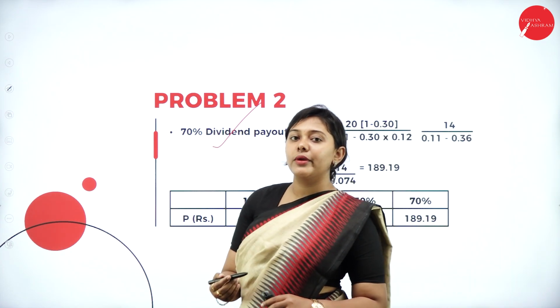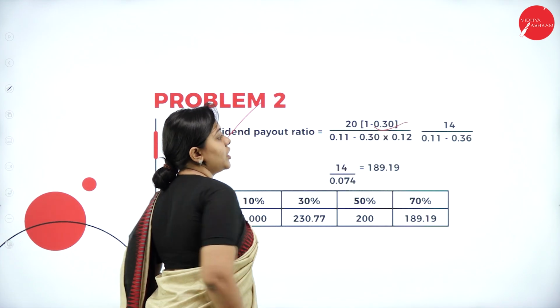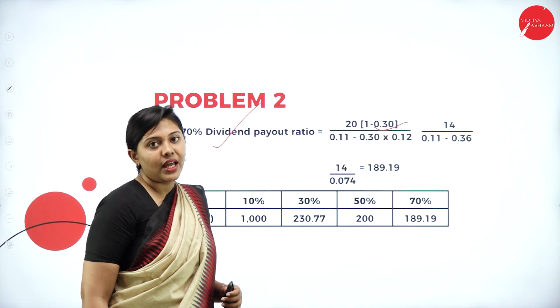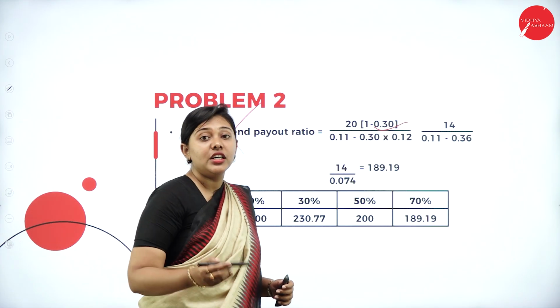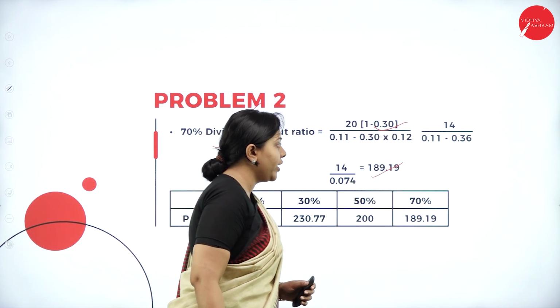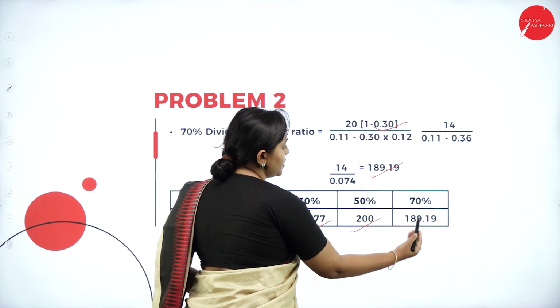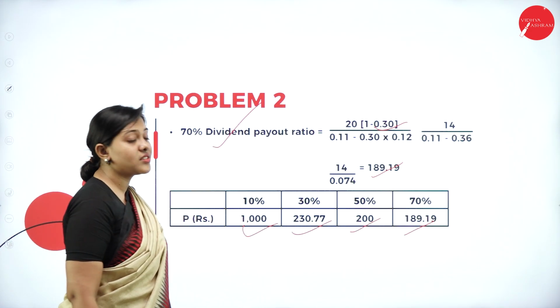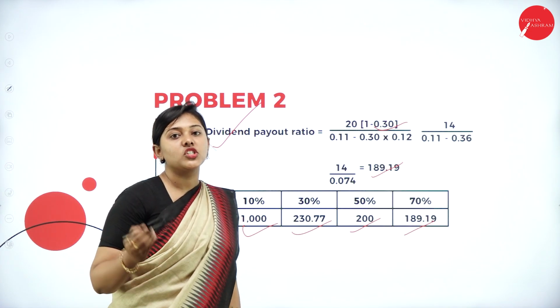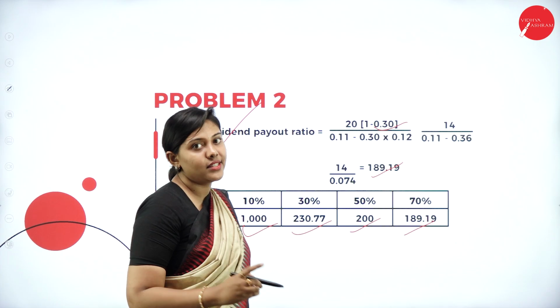Moving forward, we are doing it for 70%. 70% if it is the dividend payout ratio, 30% will be what? Your retention ratio with the same equity capitalization rate and the rate of return. The answer you get is how much? 189.19. So for 10%, 30%, 50% and 70%, this is the market price per share as per the Walter model. So we have calculated for the S Limited.